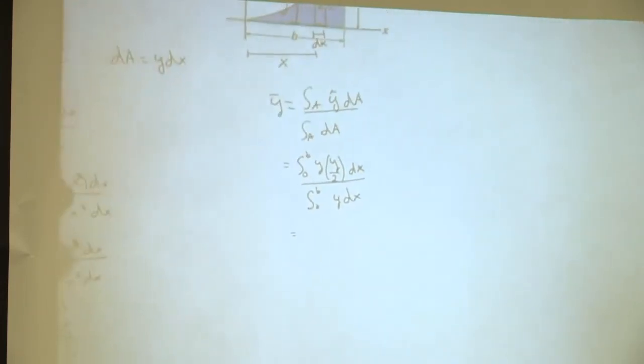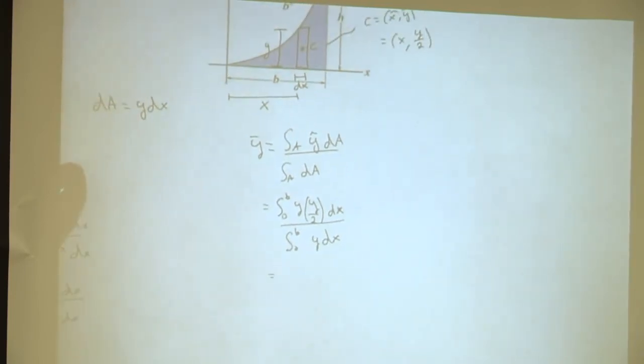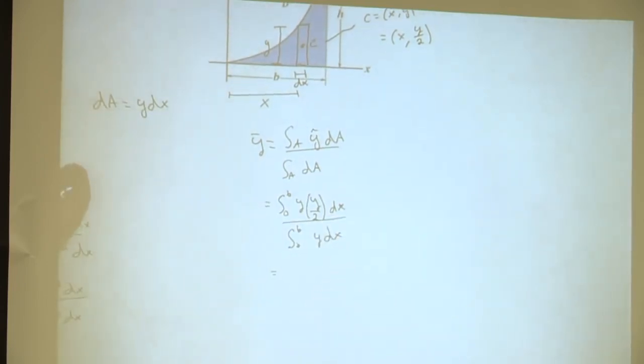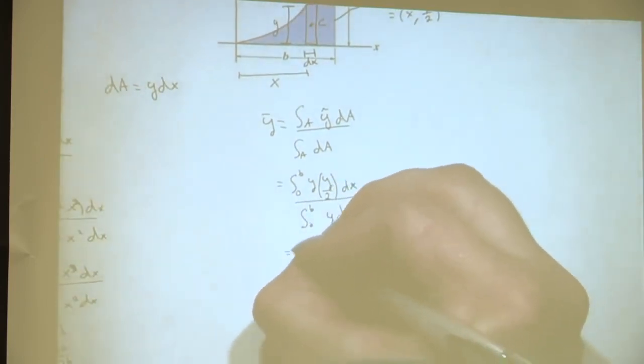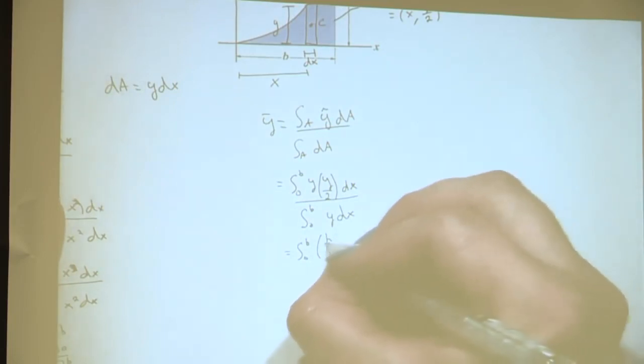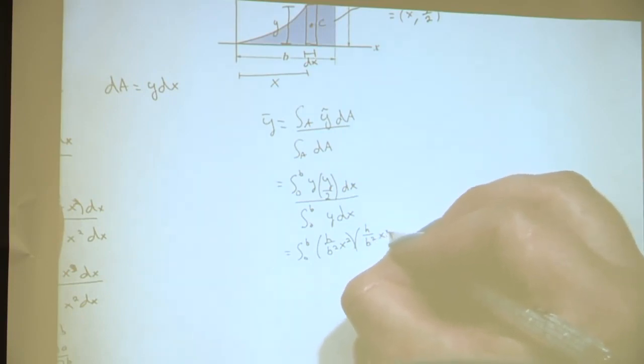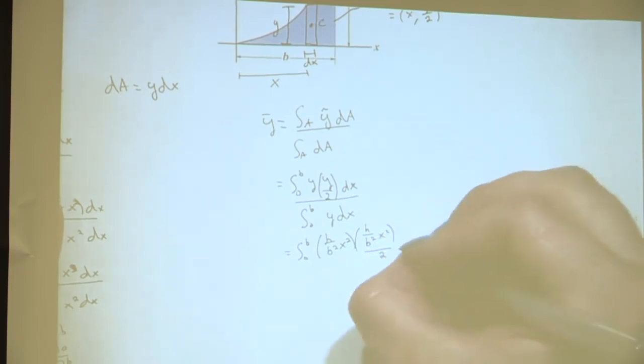Okay, so where do we go from here? What do we need to do? We need to substitute into y, and why do we need to do that? To make it in terms of x, and to match our differential. So we have 0 to b, and what is y? h over b squared x squared, times again, and then that all is divided by 2.